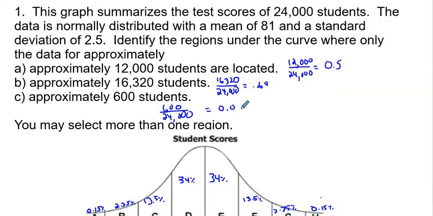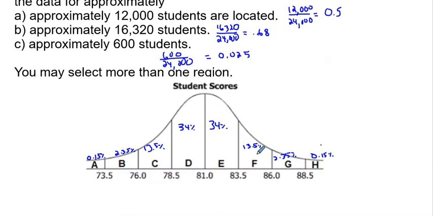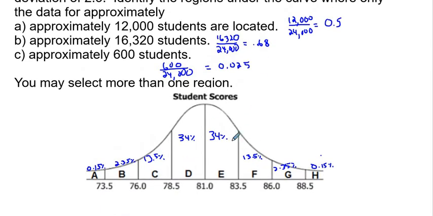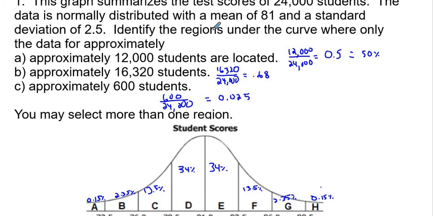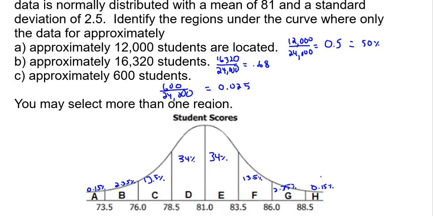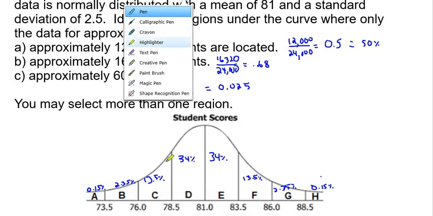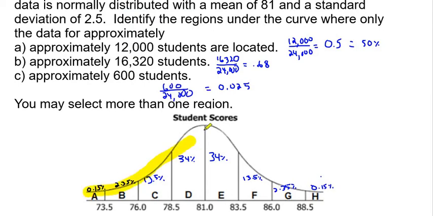And these numbers are coming out exactly to things that we see down here, but these are percentages, right? So you have to be able to go back and forth. 0.5 is really 50%. So the assignment asks you in this problem to select regions, right? To identify the regions under the curve where the data is approximately this much. So what you would do is you would say, okay, well, it's here, right? So here is 50%. This is the lower 50%.